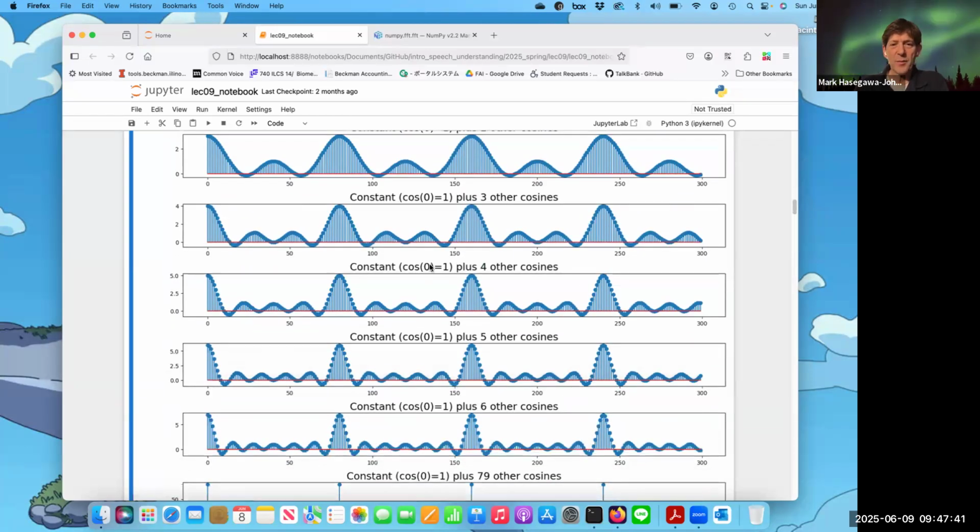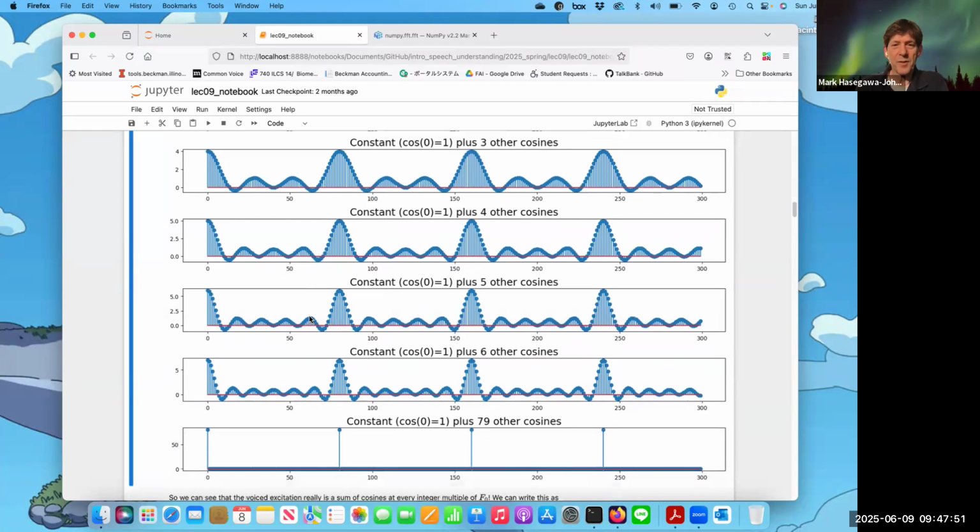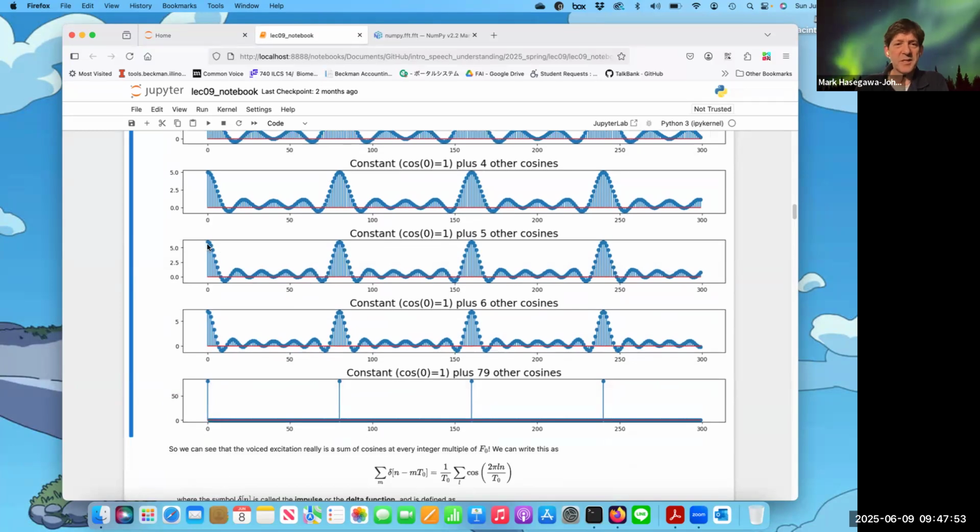When I add together 5 harmonics, the constant plus 4 cosines, I get an amplitude of 5 at each period marker. And it gets even closer to 0 in between. When I add together 6 harmonics, the constant plus 5 cosines, I get an amplitude of 6 at each period mark, and it's even closer to 0 in between those, right? When I add together 7 harmonics, the amplitude is 7 at each boundary, and it's even closer to 0 in between.